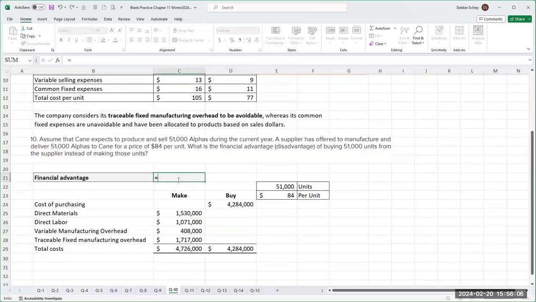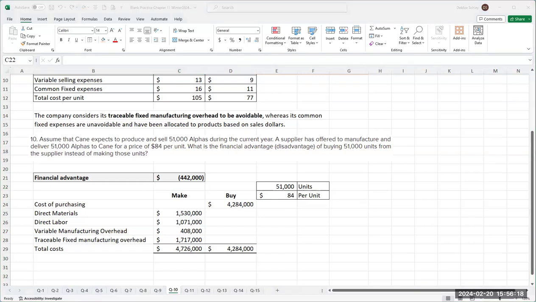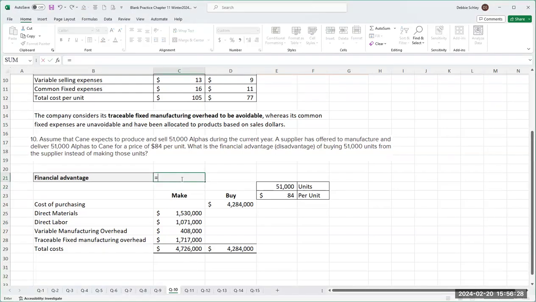So again, I'm going to take my buy total minus what it costs to make. And it is a disadvantage. Anyway, I'm going to do it the other way just because I like nice numbers. The make minus the buy. So the buy is cheaper, and so it is an advantage to buy it.